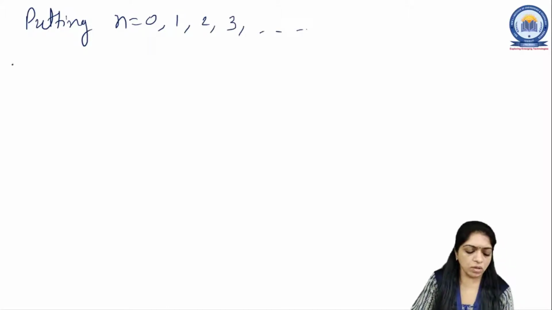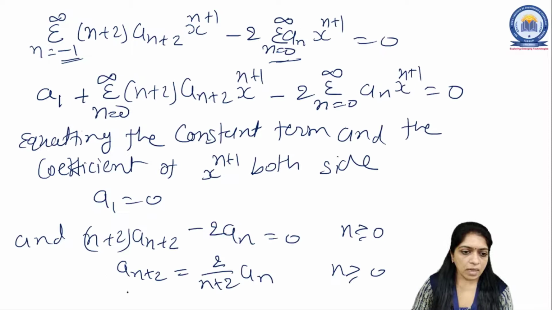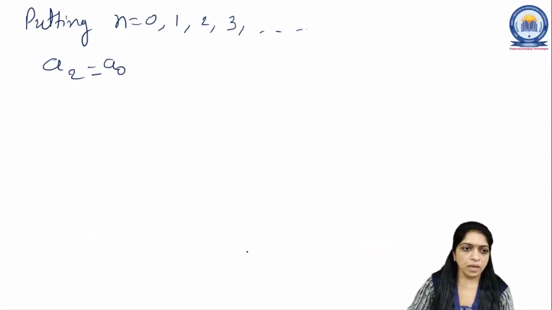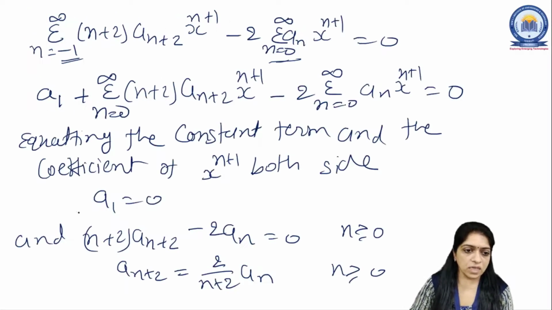So putting n equal to 0, 1, 2, 3 and so on, our first term a2, that is a0, right? If I put n equal to 0, then I have a2, and 0 plus 2 is 2, so both 2 will be cancelled, so a2 equal to a0. By putting n equal to 1, I have a3, and that is 2 by 3 a1. But as the value of a1 is 0, right?